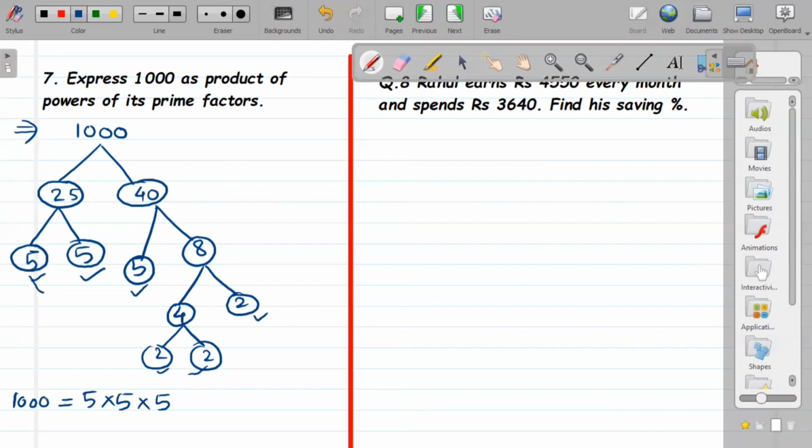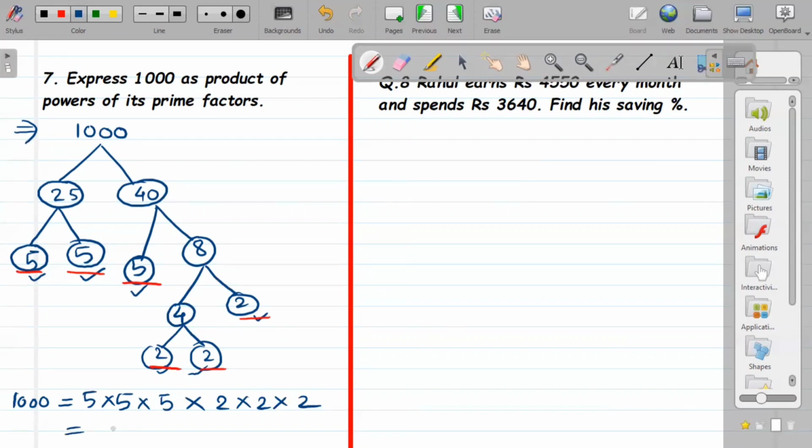Which numbers are we going to take? We are going to take only those numbers which are not having further branches. In this, 3 5s are there which are not having further branches, as well as these 3 2s. So we will be writing 1000 as 5 5 5 multiplied by 2 2 2. Yeah, so this is our prime factorization.